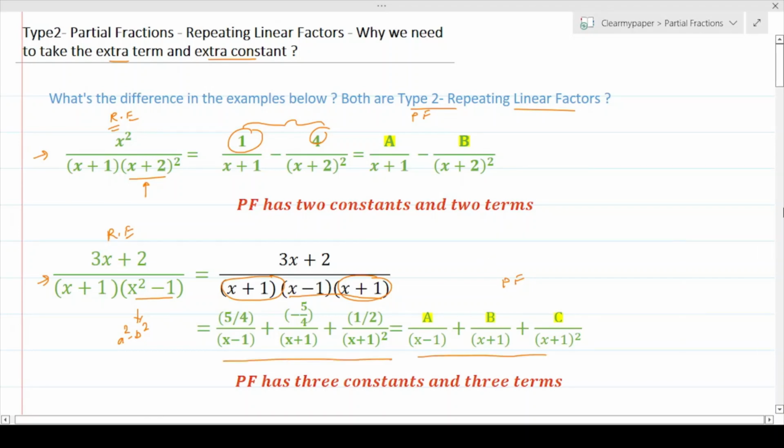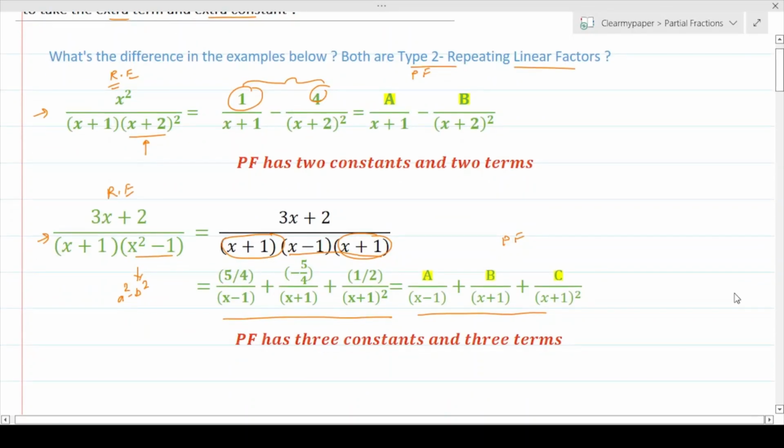The fundamental difference in both is that in the first case, the partial fraction has two constants, a and b, and two terms: this is term 1 and this is term 2. In the second case, the partial fraction has three constants, a, b, and c, and we got three terms: this is term 1, this is 2, and this is 3.